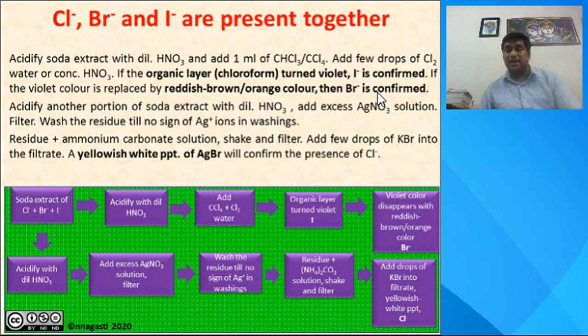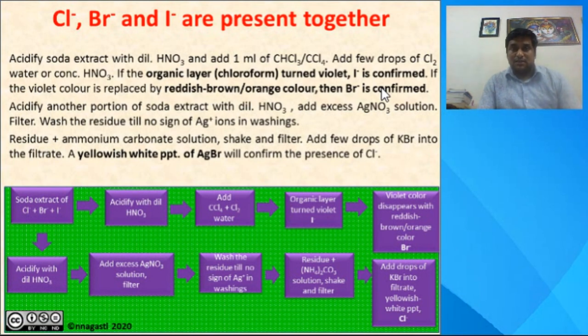Remember, if iodide and bromide are both there, first we will get violet color for iodide, then the violet color will disappear and reddish brown or orange color will appear. That will confirm the presence of bromide.